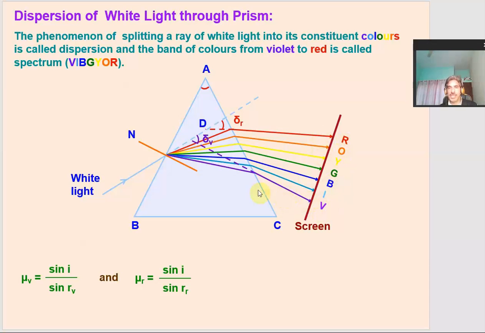That means, according to Cauchy's criterion, the refractive index of the material of the prism will be least for the red color, because the wavelength of red is highest. The refractive index will go on increasing as the wavelength goes on decreasing, and for the violet color, for which the wavelength is least, the refractive index will be highest. Or we can say the refractive index of the material of the prism will be largest for the least wavelength, the violet color.